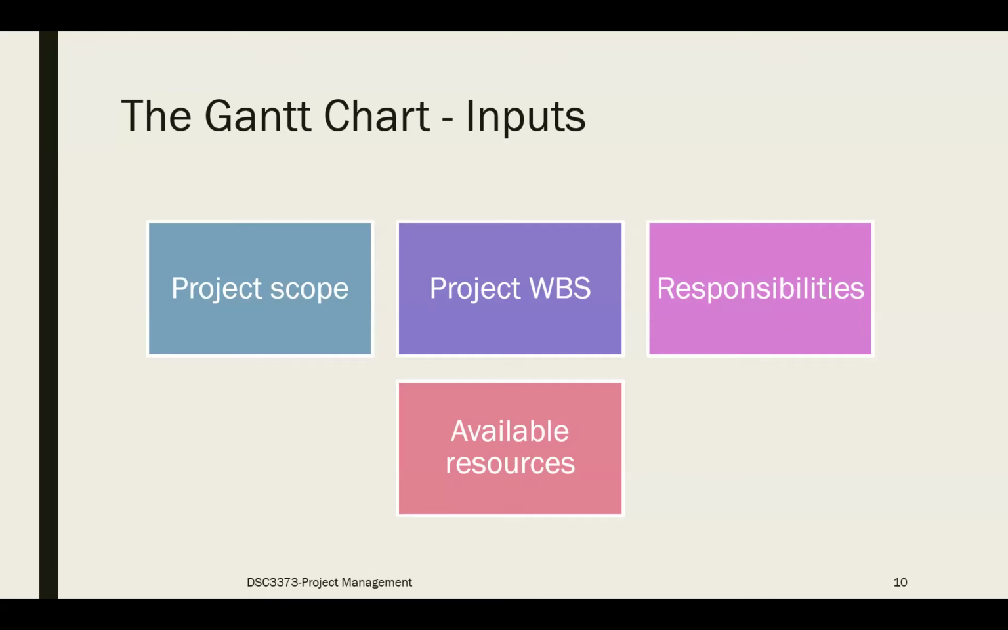Then you need the work breakdown structure of the project, right? Where you have broken down the work into smaller, manageable work packages or tasks. Then you need to know the responsibilities of each team member. Who is going to be responsible for certain work packages or tasks? And the fourth input is you need to know what resources are going to be available for the project and at what time. So these 4 inputs will be required for us to create the Gantt chart.